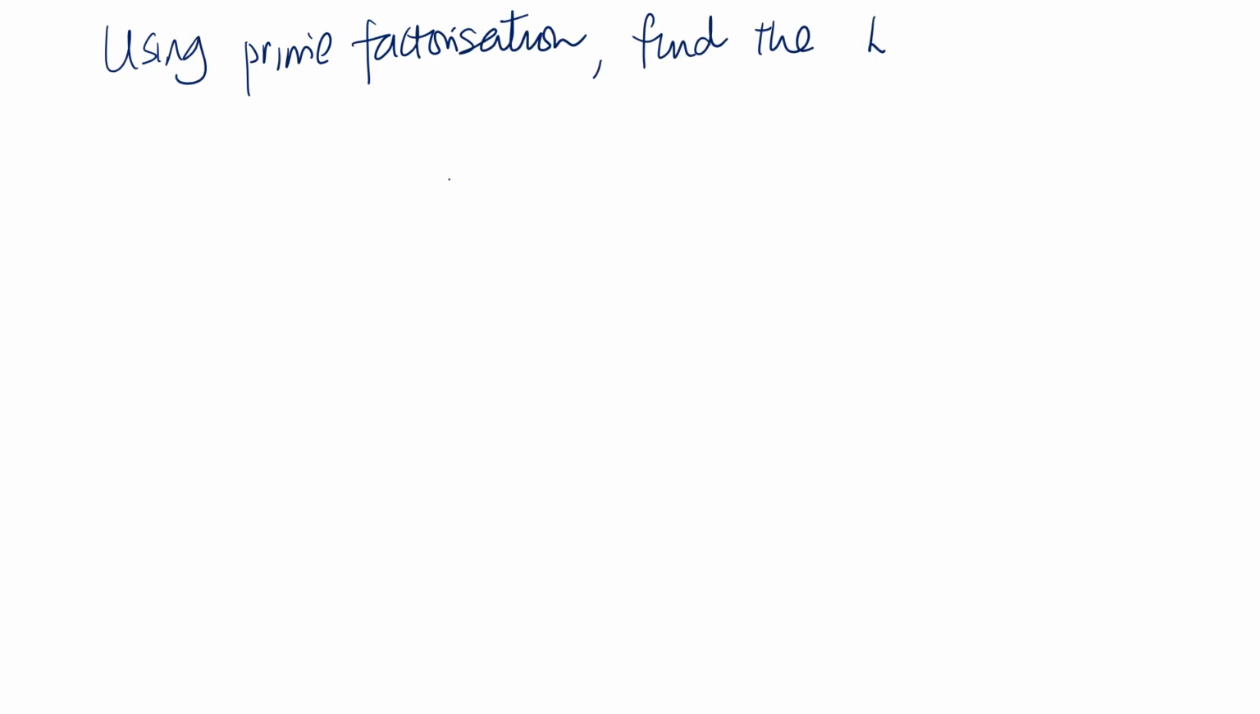Right, so the next thing is that we're going to use this prime factorization to find the LCM and HCF of two numbers. So using prime factorization, find the LCM and HCF of 54 and, let's say, the number 15 or 30. Okay, let's change it to 30.